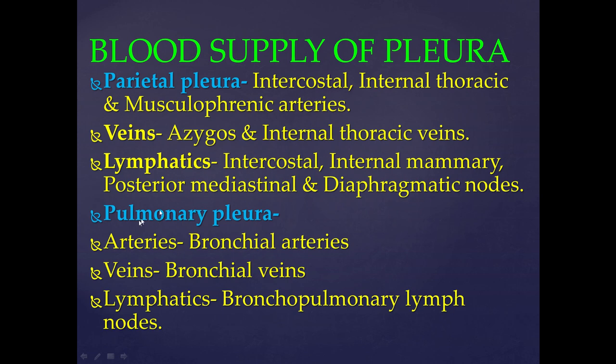In the case of the pulmonary pleura or the visceral pleura, this means it is related to the lungs itself. So the blood supply is the same as that of the lungs. The venous drainage is again the same as that of the lungs, and also the lymphatic drainage is the same as that of the lungs. The arteries are the bronchial arteries, venous drainage is into the bronchial veins, and lymphatic drainage is into the bronchopulmonary lymph nodes.